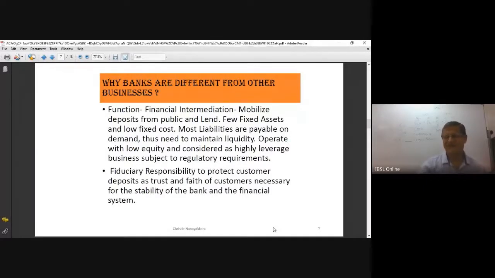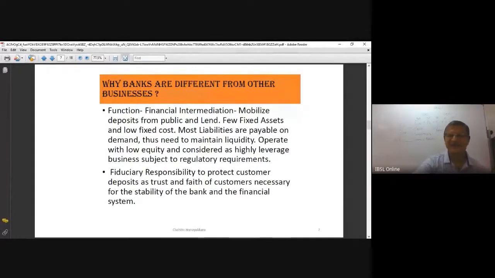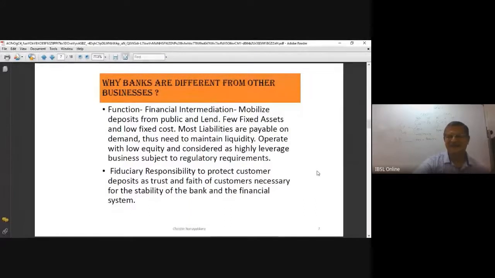21% of our assets are to be maintained in highly liquid assets. That means we need to convert those assets quickly into cash, because most of our deposits are payable on demand. You also operate with low equity.